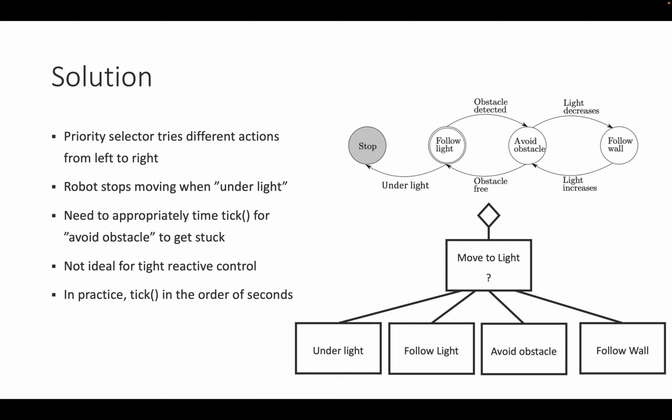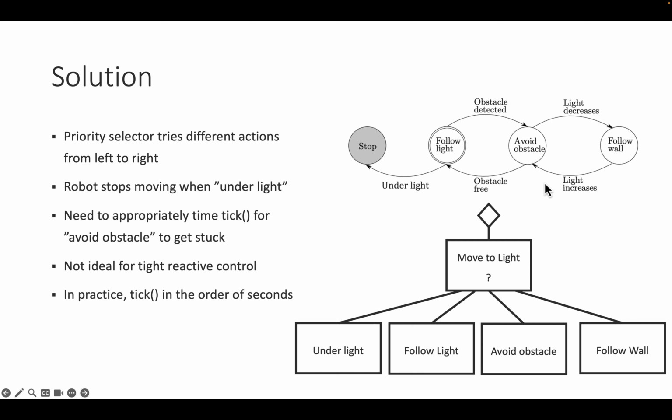And here I allude to this idea that once the light increases, I am now moving again toward the goal, and this is when I want to stop my wall following behavior. But it also will depend on the timing. How many seconds do I give each of these behaviors until I know that, for instance, the avoid obstacle has failed? So in practice, behavior trees are not used for low-level tight reactive control like this.